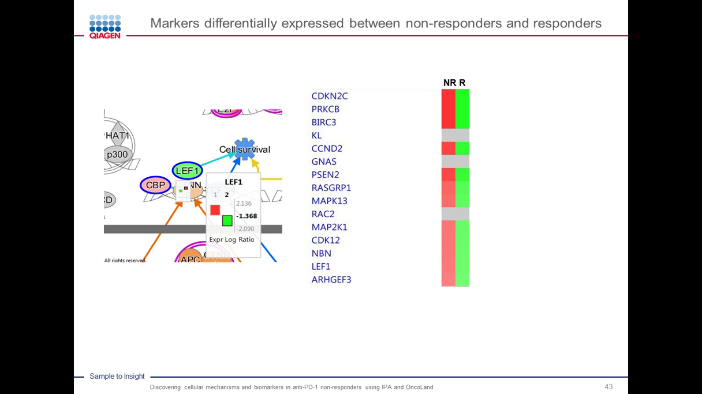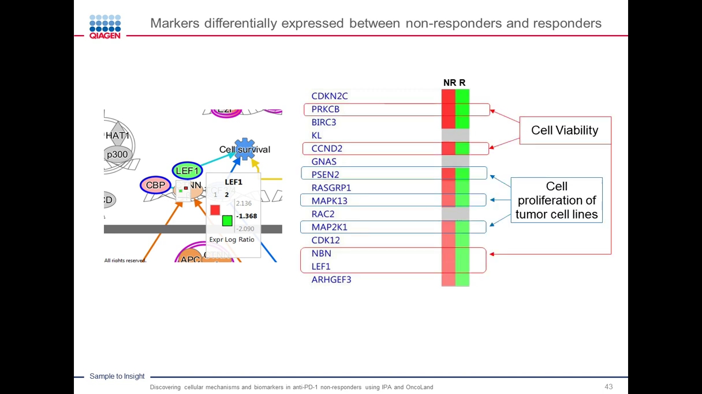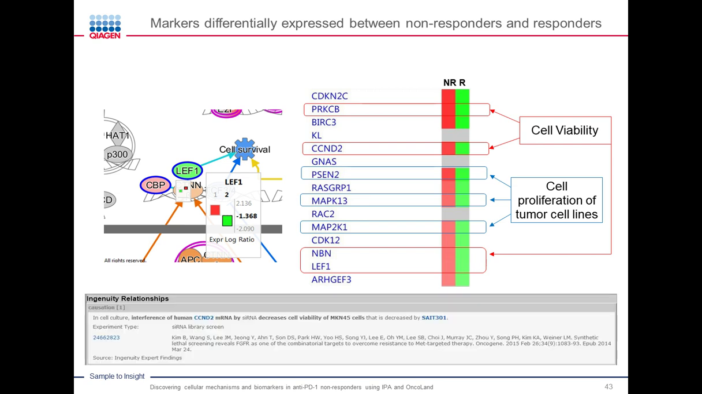What if you did not know what these markers were? Then you can easily use Ingenuity's database and figure out what these markers are, which is what I have done over here. So you can see markers such as CCND2, NBN, LAF1 are all cell viability markers, and they're up in non-responder and down in responder. Similarly, other markers that are related to, say, cell proliferation, such as PSEN2, MAP kinase 30, are also up in non-responder and down in responder. And then finally, you're like, okay, you're telling me that these markers are cell viability markers, these markers are cell proliferation markers. Based on what?